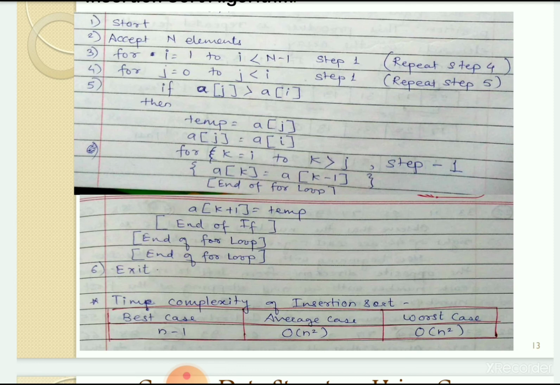In that we are doing comparison. If a of j is greater than a of i, then temporary equal to a of i. We have stored that variable, then a of i equal to a of j, and here the k loop is also there. For k equal to i, while k is greater than j, you require a of k equal to a of k minus 1. We are shifting the element. We can make the space for that, and at that created space we have to store the element which is in the temporary variable. So a of k plus 1 is equal to temporary. Okay, this is a simple algorithm.